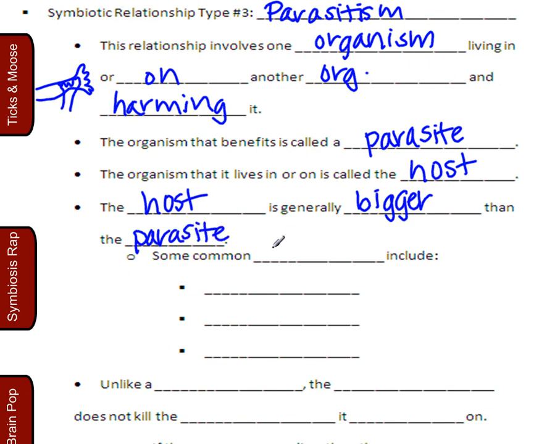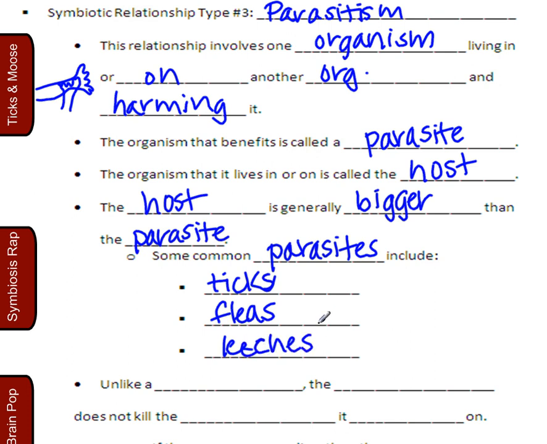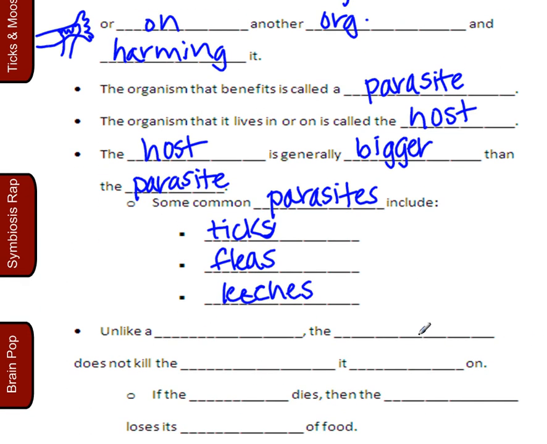And some common parasites include probably things that you already knew about even before science class, like ticks, okay, fleas, and leeches. Okay. So what's the difference between a predator and a parasite? Well, unlike a predator, a parasite does not kill the host it feeds on.